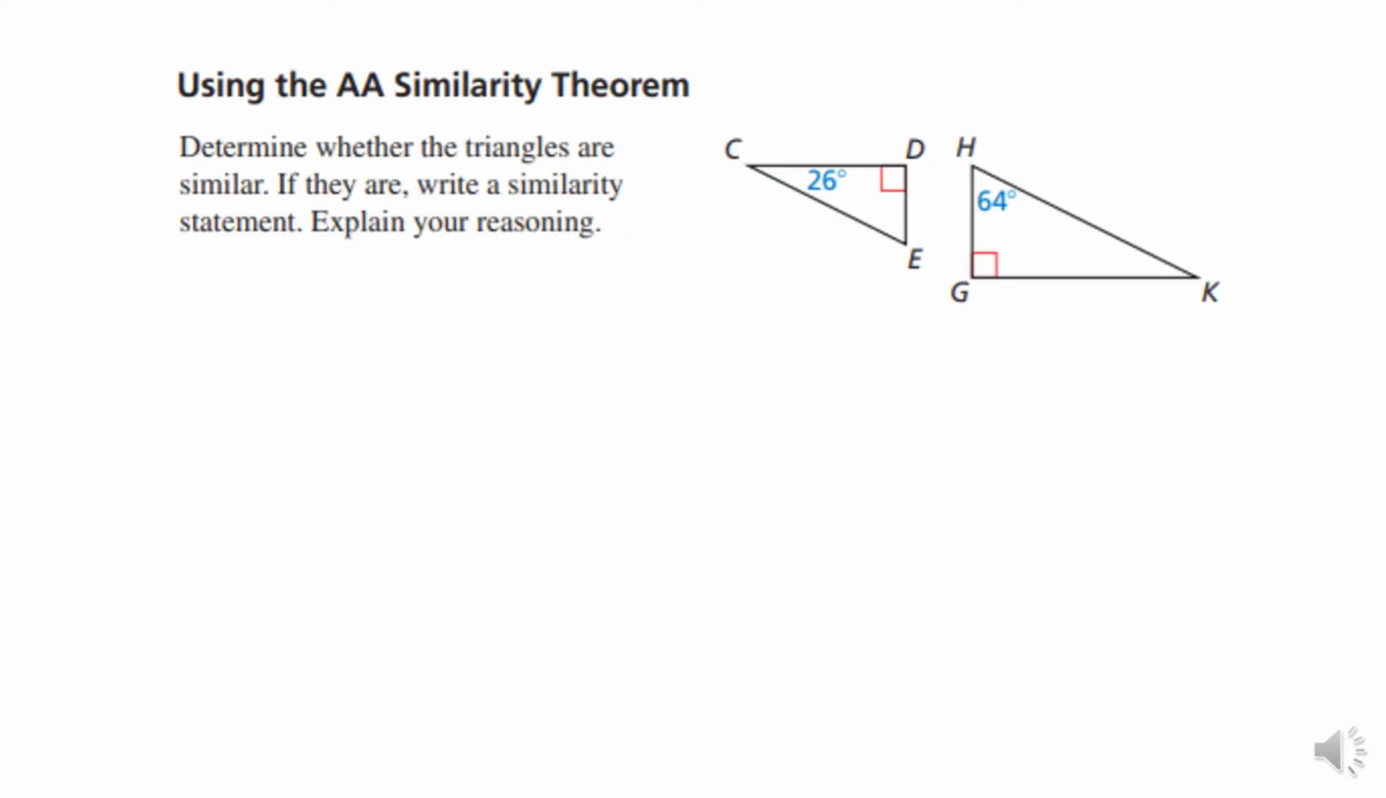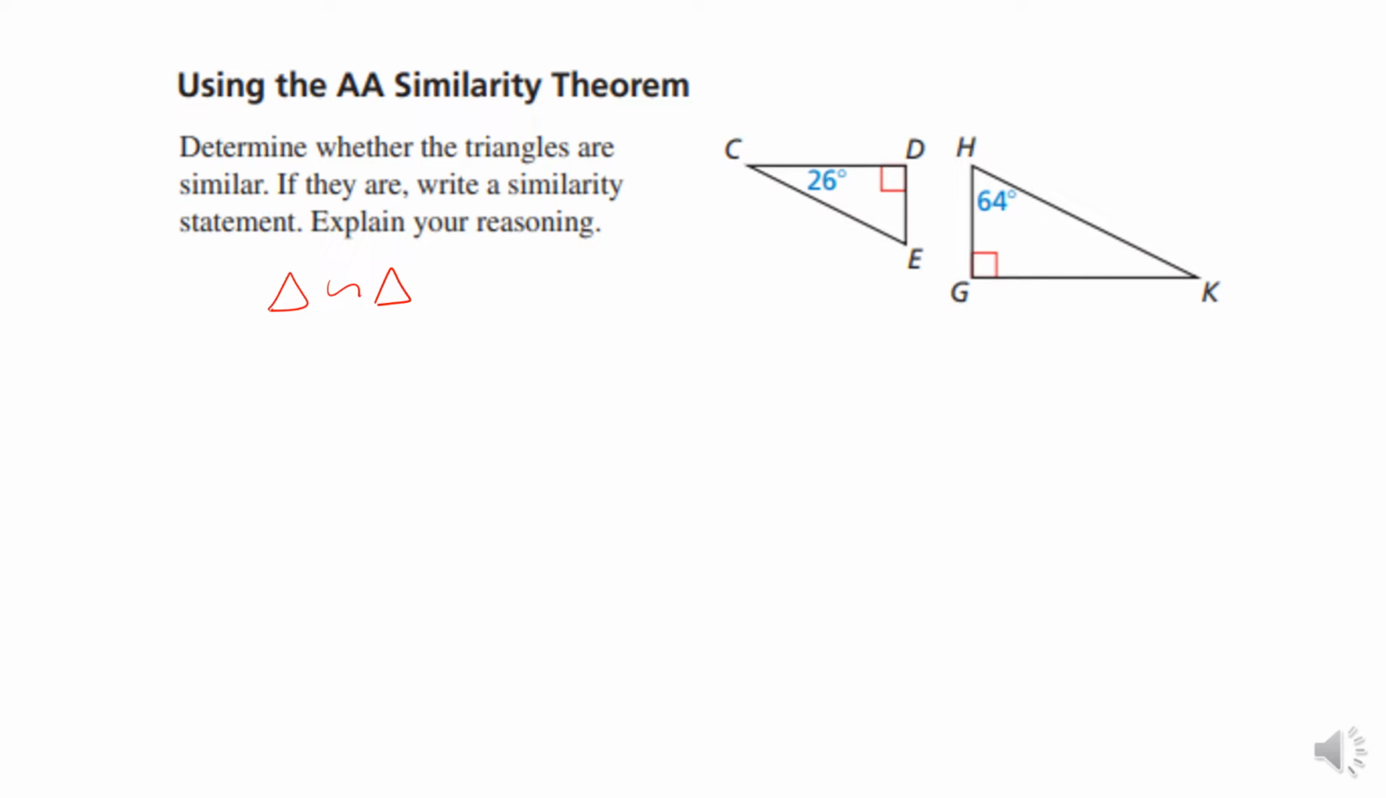Okay, so we're going to use the triangle similarity theorem to determine whether these triangles are similar, and then if they are, write a similarity statement. What's important for you to remember when you're writing your triangle similarity statement is that the corresponding parts have to be in the same position, just like when you wrote a congruency statement. So we'll look at that when we get to that point, if these are similar.